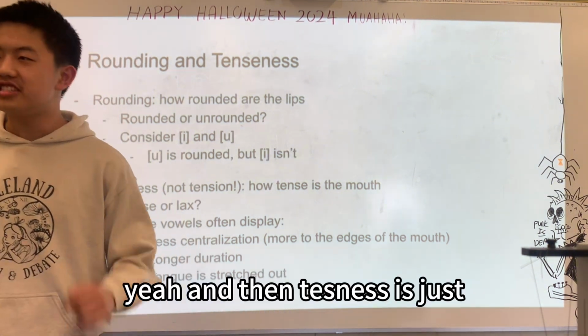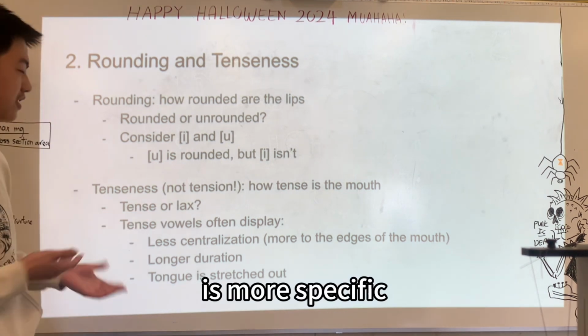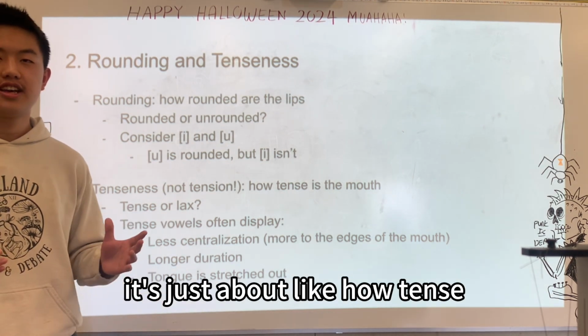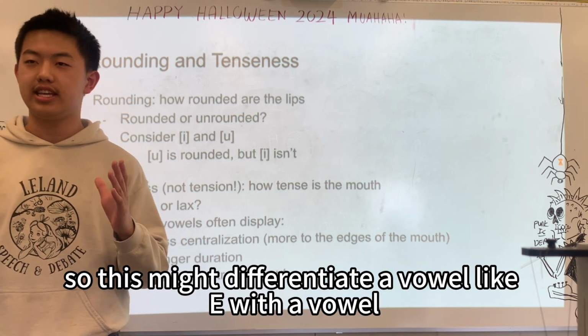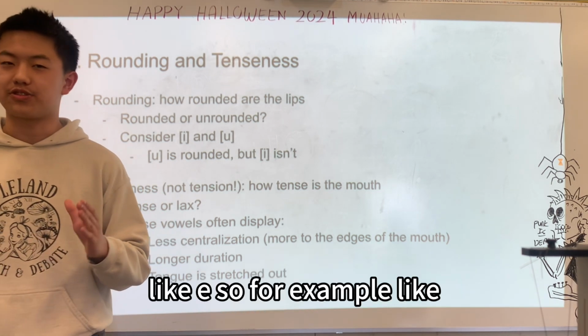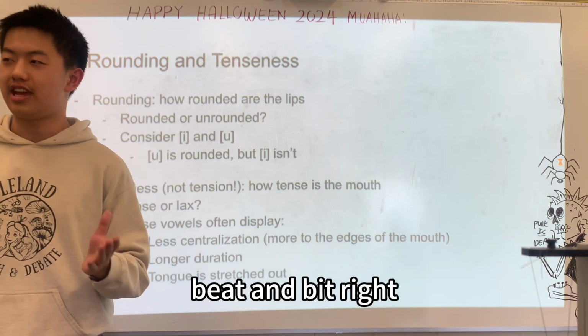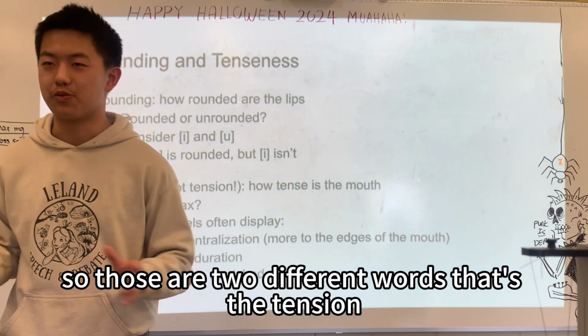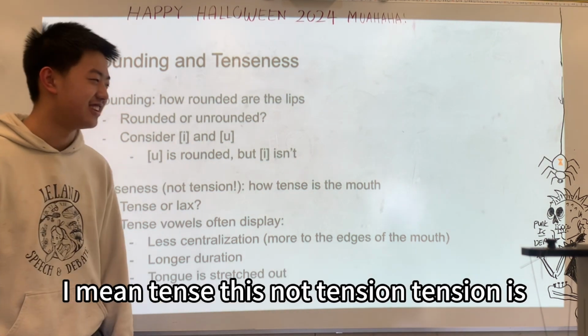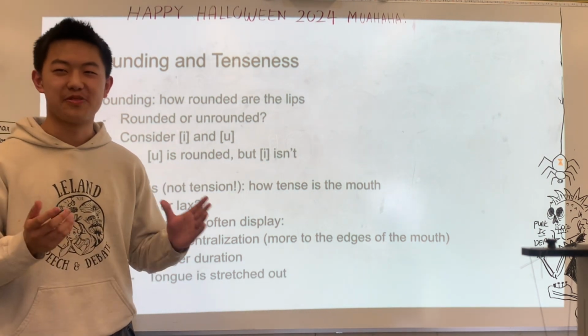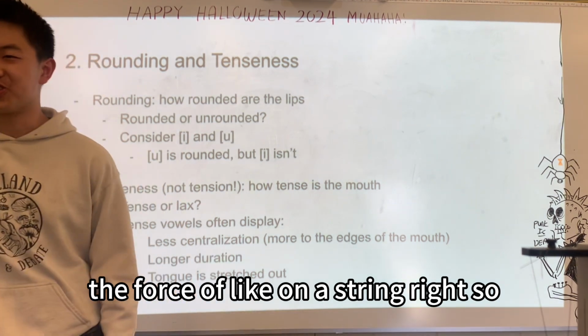And then tenseness is more specific. It's just about how tense your mouth is. So this might differentiate a vowel like E from a vowel like I. For example, beat and bit, right? So those are 2 different words. That's the tenseness, not tension. Tension is the force on a string, right?